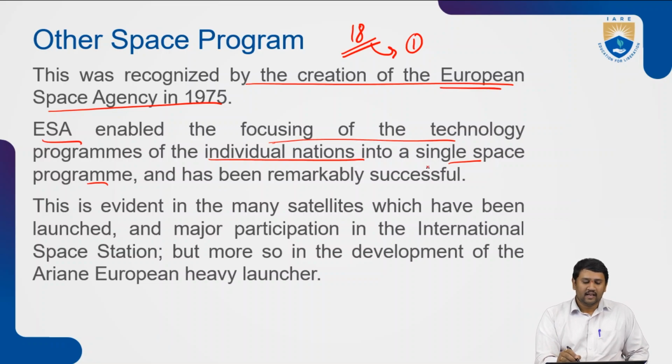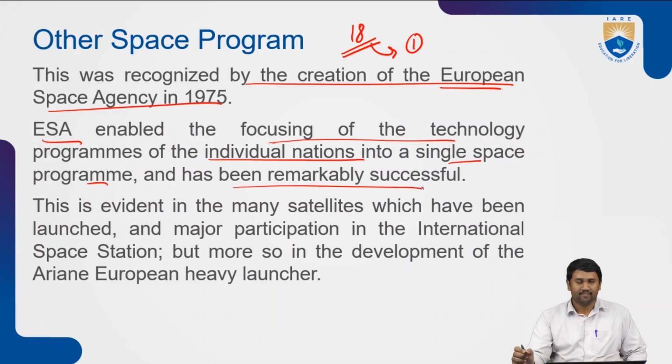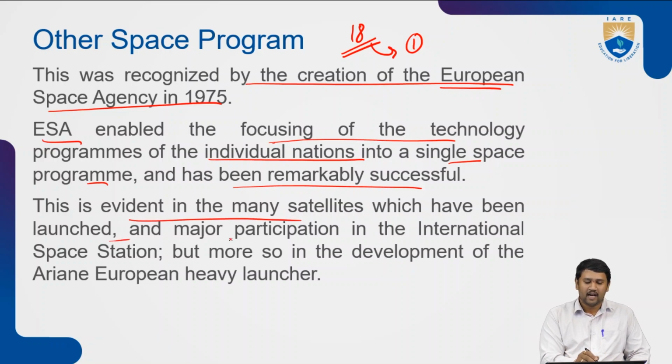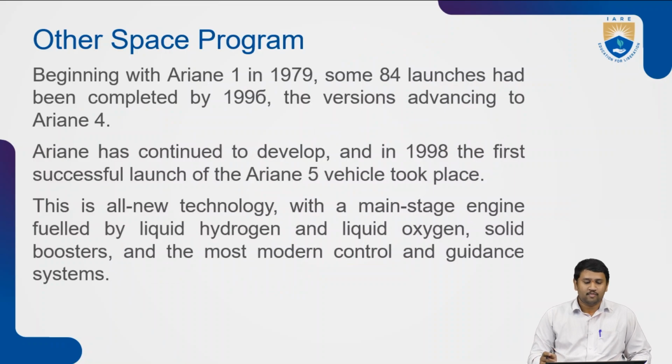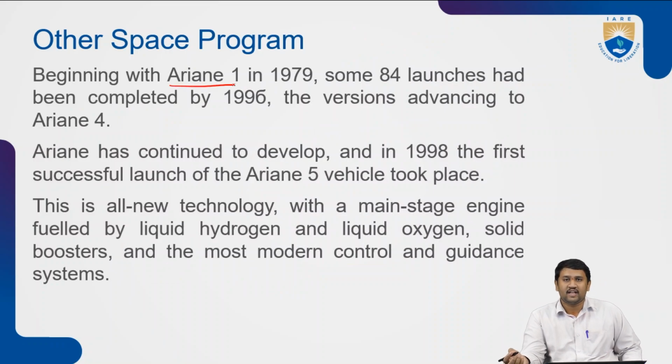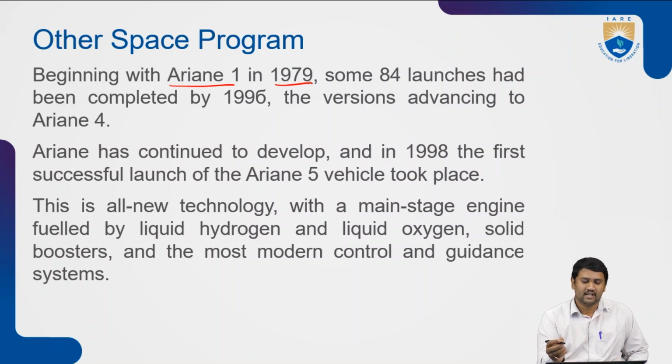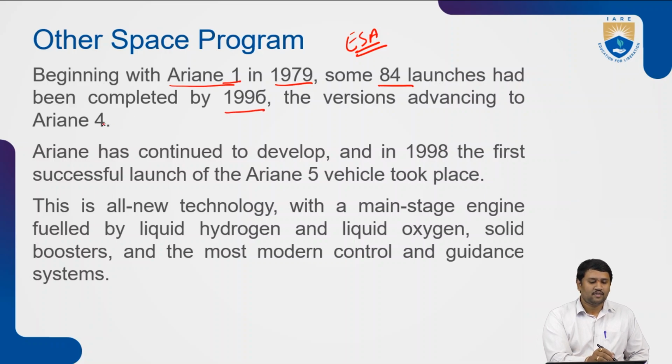Now, ESA has been remarkably successful because they divide their work among the different countries. It is evident in the many satellites which have been launched and the major participation in the International Space Station, but more in the development of the Ariane heavy launcher. Now, what do you mean by Ariane? Ariane is a launcher vehicle developed beginning in 1979 by ESA, the European Space Agency. Some 84 launches had been completed by 1996 and the versions advanced from Ariane 1 to Ariane 4.